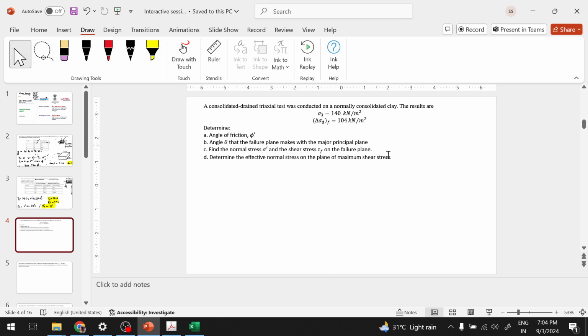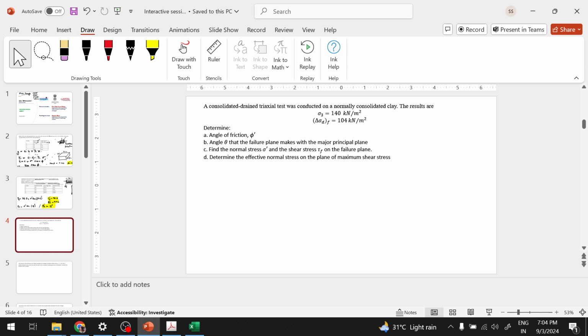A consolidated drained triaxial test. Okay, now we are moving towards questions based on the triaxial test. The previous questions were based on the direct shear test. Now we are moving towards the triaxial test.